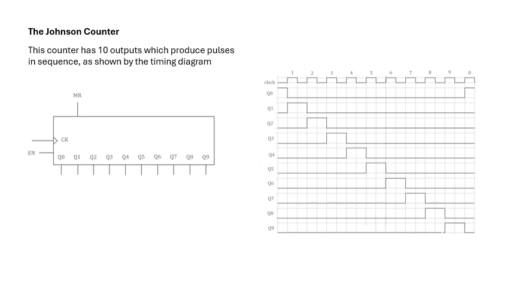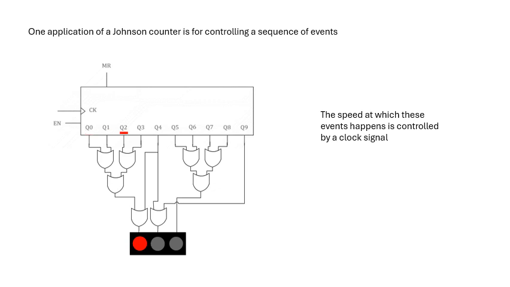This is called a Johnson counter, and this Johnson counter has got 10 outputs, and they basically produce pulses in sequence if you look at the timing diagram. So from Q0 all the way down to Q9, they take turns producing a short pulse. One use for it is for controlling a sequence of events, and hopefully you can recognize this.